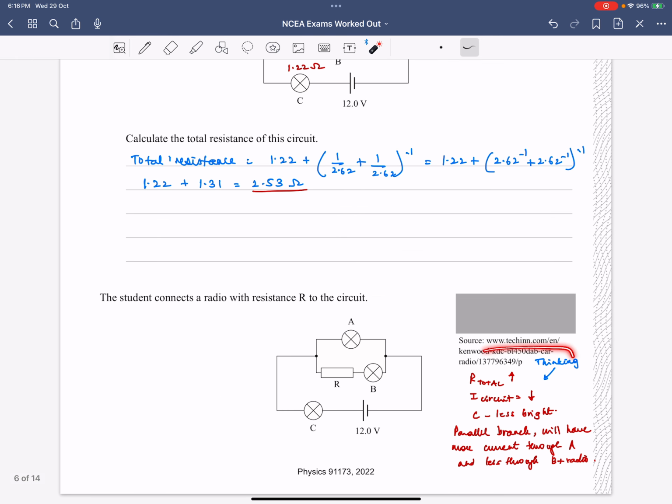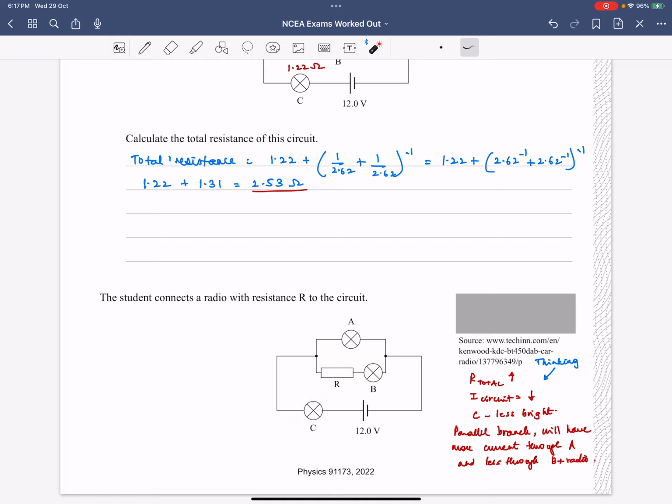This is how I was thinking. I just jotted down a few points. So when you add the radio, it has resistance, so the total resistance of the circuit is going to increase. If the total resistance of the circuit increases, and the voltage hasn't changed, the current drawn from the battery is going to decrease. So if there's less current going through C, then C is going to be less bright.